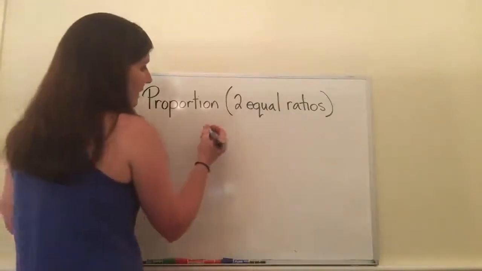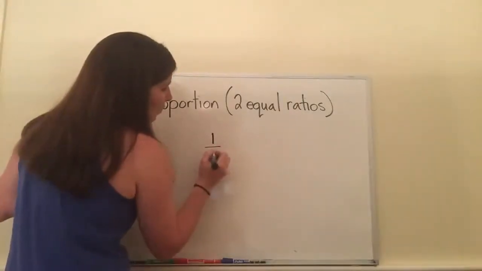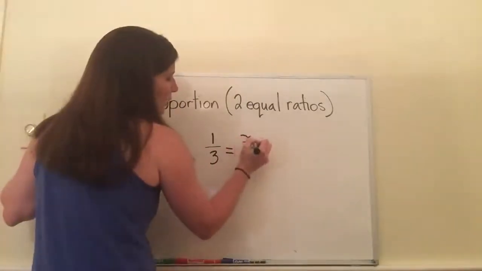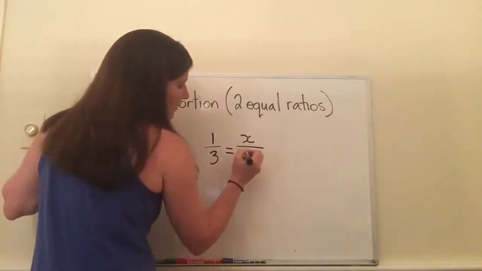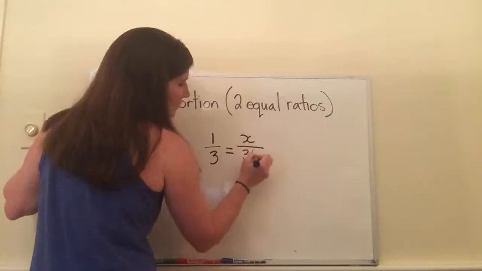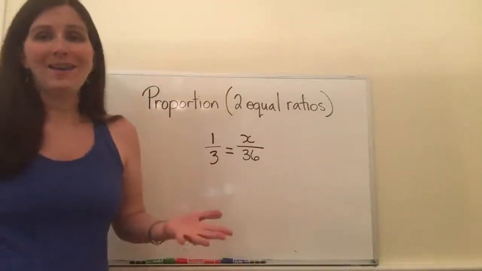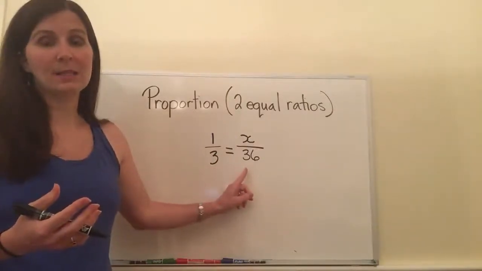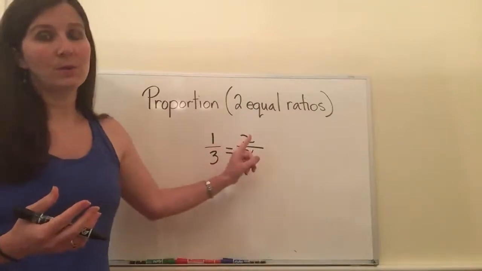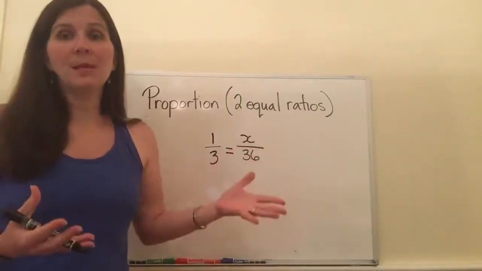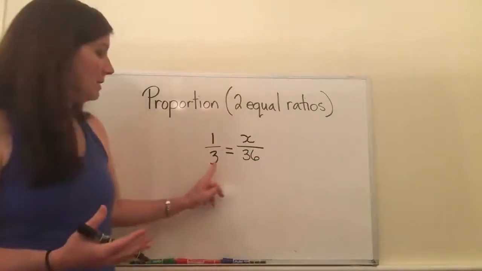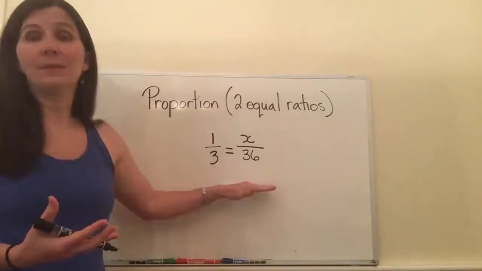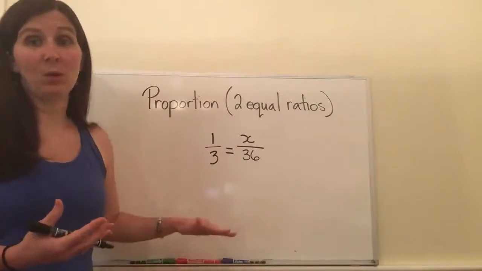So if I wanted to find out 1/3 equals what over 36? Now this one, I know that you can say 3 times 12 equals 36. So 1 times 12 equals 12. So we could use that method, but sometimes it's not that easy. If this number doesn't go to that number easily, it won't work. But let's use this one to prove that the method works.